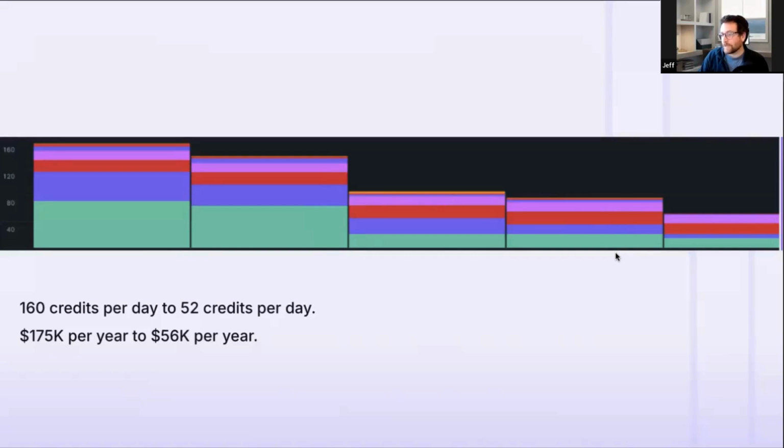That was a really fun thing that we did that saved a ton of money and took close to zero effort. And then I'll tell more stories later about some other performance optimizations that we've done.